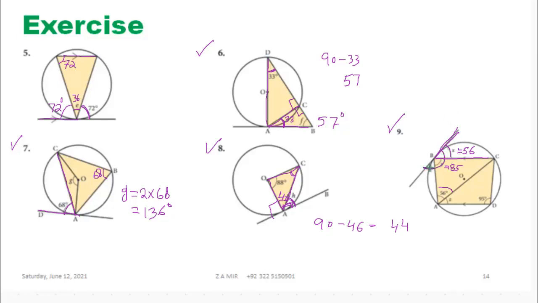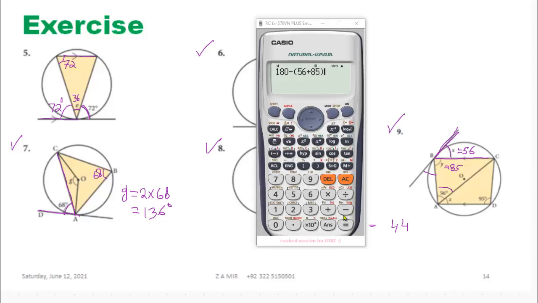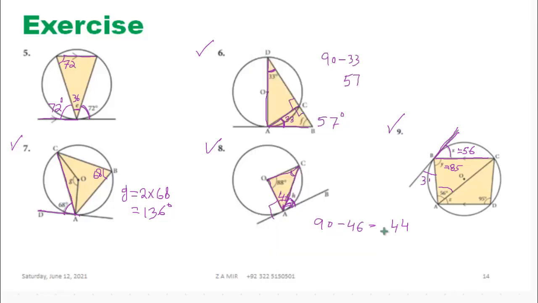So the sum of this whole angle is 180 because of the angle on one side of a line. So if we subtract 85 and 56, the sum of 85 and 56, from 180, we will get this angle. And it is 39. And this angle is between the tangent line and the chord. So this angle is also 39 according to the alternate segment theorem.